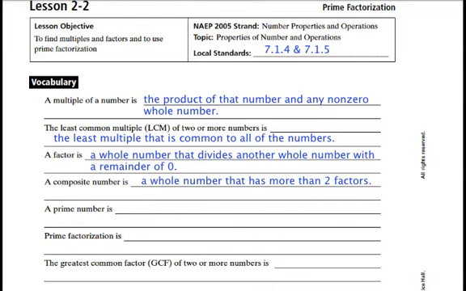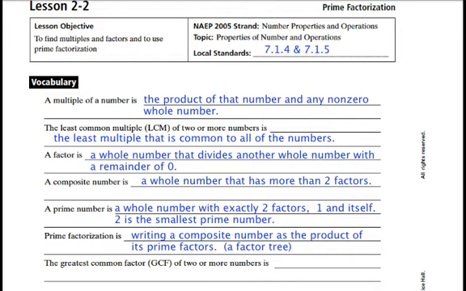A composite number is a whole number that has more than two factors. 4 is the smallest composite number. A prime number is a whole number with exactly two factors, 1 and itself. 2 is the smallest prime number. Prime factorization is writing a composite number as the product of its prime factors. You probably remember calling this a factor tree.